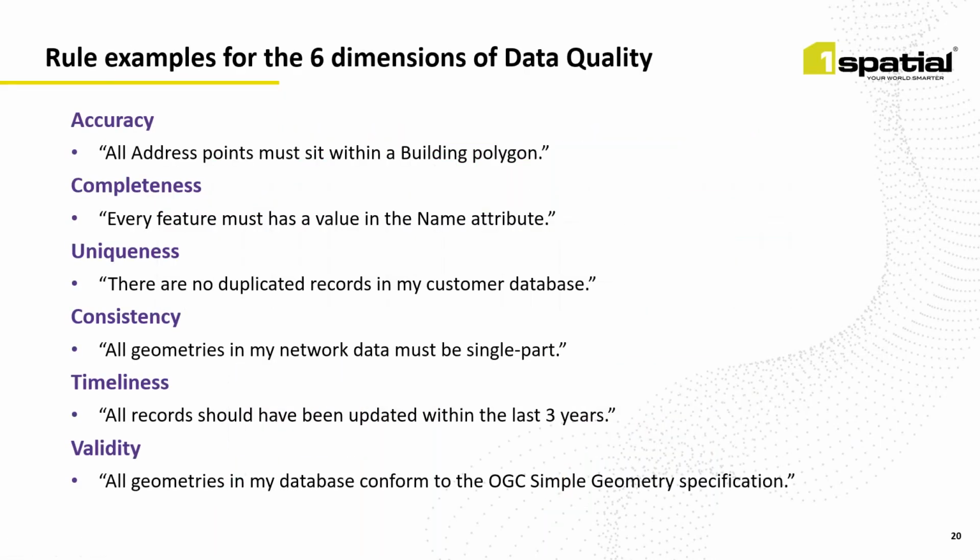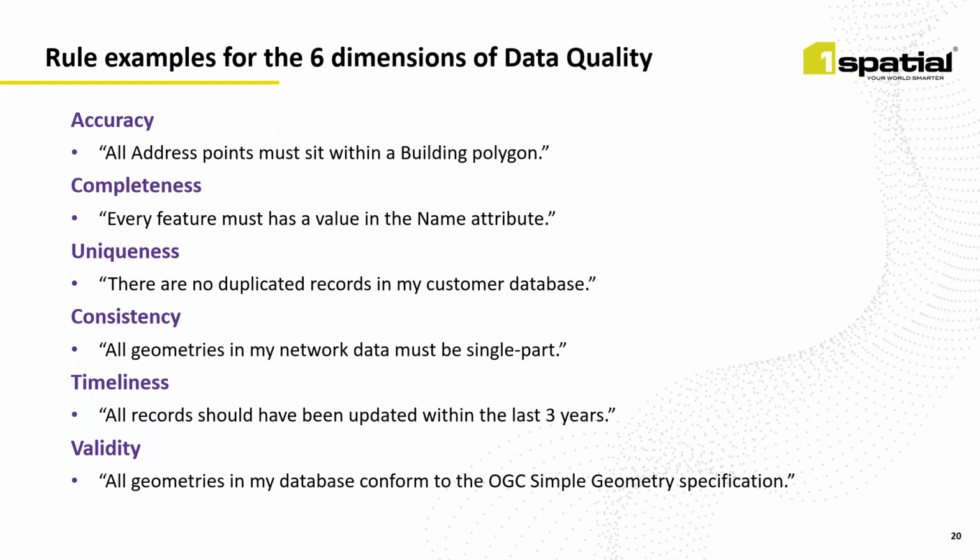So these are some additional rule examples. We already talked about those 6 dimensions of data quality, so I've just listed out one example rule for each of those dimensions. For accuracy, we may say all address points in our data set must sit within a building polygon. And hopefully you can see now how that could be transferred and encoded into a 1Integrate rule. In terms of completeness, we may want every feature to have a value in the name attribute, and we can ensure that there are no null values and that all of those fields are indeed populated.